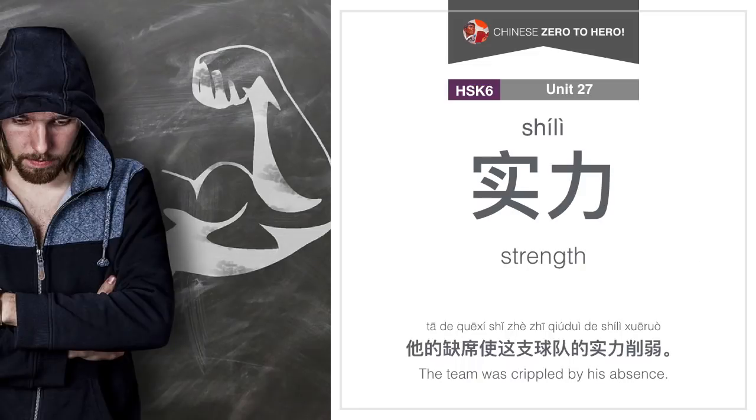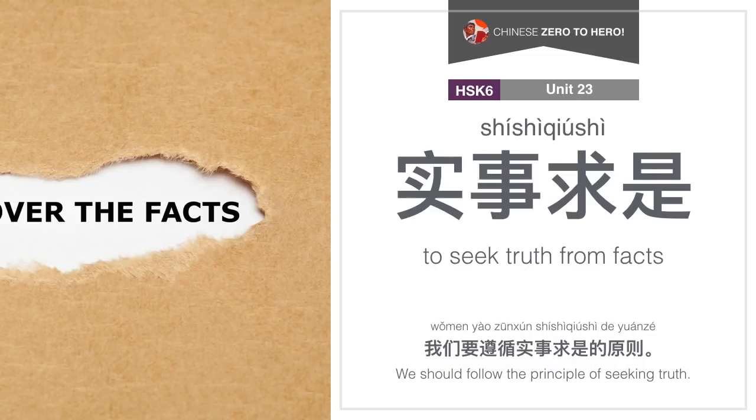In HSK 6, we also learn 实力 meaning strength. 他的缺席使这支球队的实力削弱 The team was crippled by his absence. In HSK 6, we also learn the idiom 实事求是 meaning to seek truth from facts. 我们要遵循实事求是的原则 We should follow the principle of seeking truth.